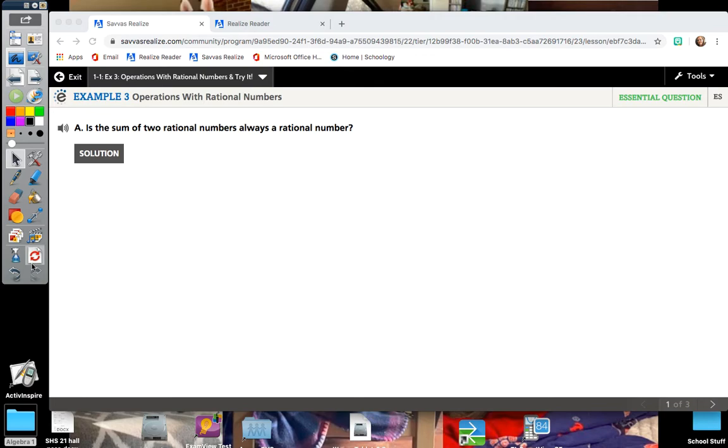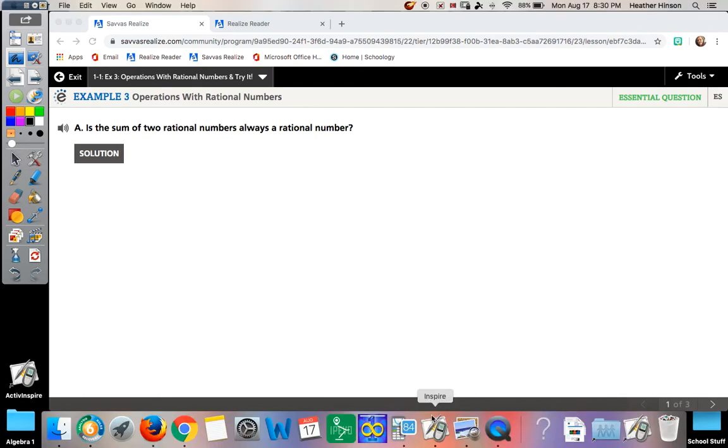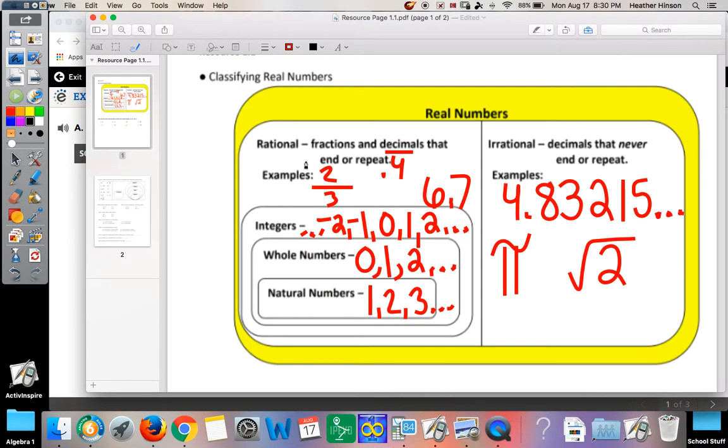Well, if we go back to the list that we made on the resource page, which I showed down here, we know that rational numbers are fractions and decimals that end or repeat. So we have 2 over 3 as a fraction, 0.4 repeating as a repeating decimal, and 6.7 as a decimal that ends. Underneath that category, we also have integers, whole numbers, and naturals. These are all going to be rational numbers, everything on this side.